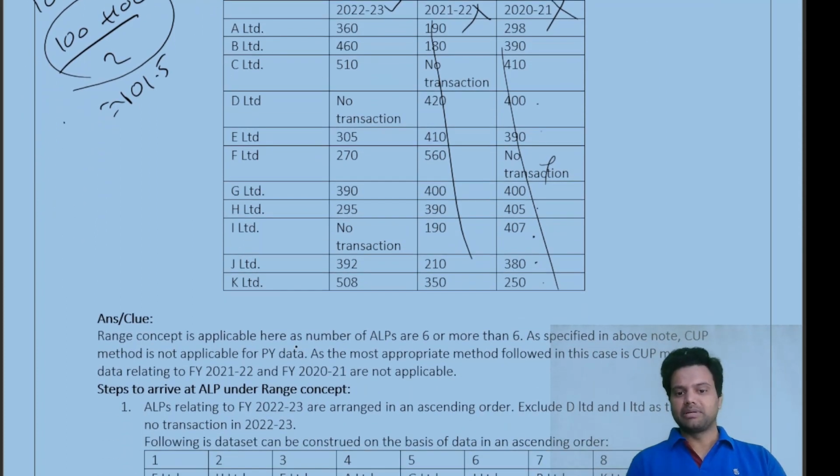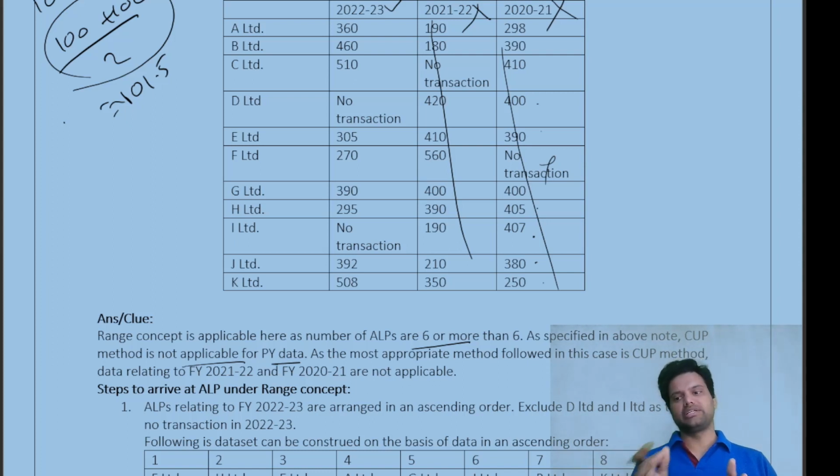The range concept is applicable here as the number of ALPs is 6. We have seen that the CUP method is not applicable in case of previous year data, so these both are struck off. Now we will go into each and every step of how the ALP is arrived at. What is the first step in the concept of range? Arrange the ALPs in ascending order.